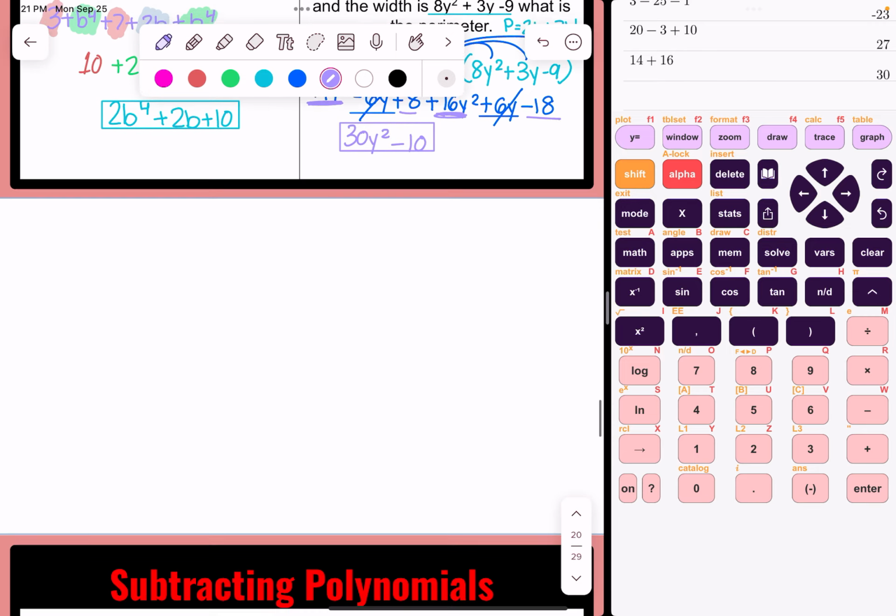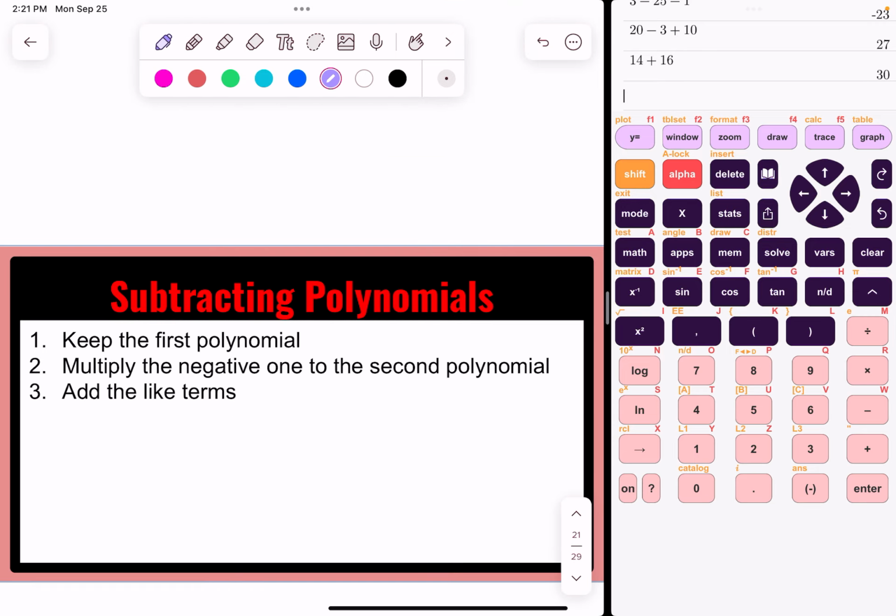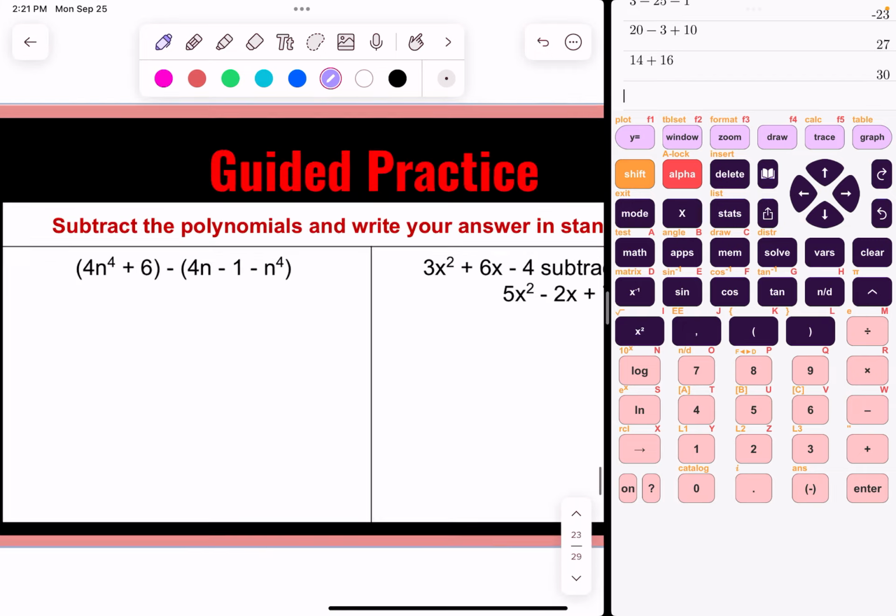Alrighty. Now we are going to learn about subtracting polynomials. When subtracting polynomials, we are going to keep the first polynomial and then multiply the negative 1 to the second polynomial, and then we'll be ready to add the terms together. So let's look at this.